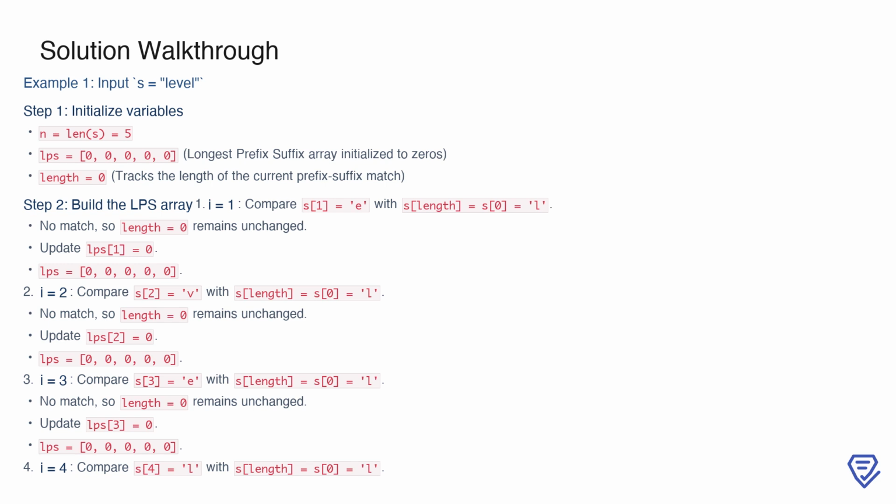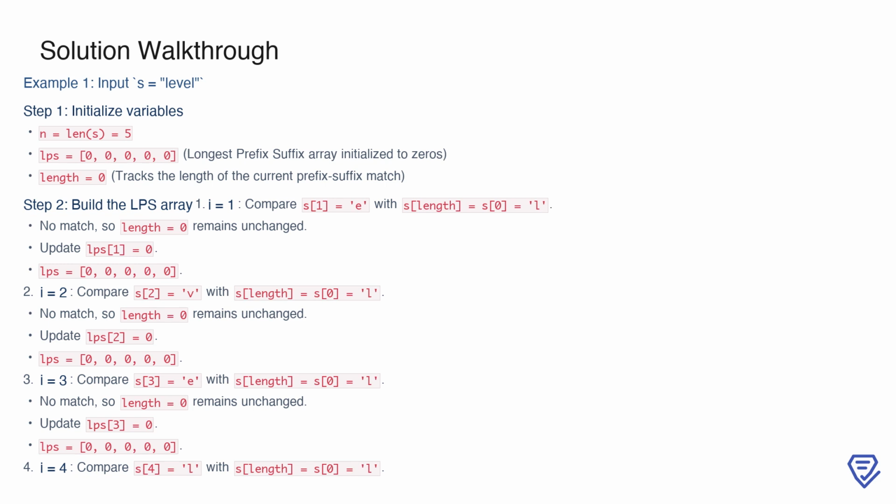Now, to build the LPS array, we start comparing characters. For i equals 1, we compare s[1], which is E, with s[length], which is s[0], or L. There's no match, so length remains 0, and we update LPS[1] to 0. The LPS array remains 0, 0, 0, 0, 0. Next, for i equals 2, s[2], which is V, is compared with s[0], which is still L. Again, there's no match, so length remains 0, and LPS[2] is updated to 0. The LPS array is still unchanged.